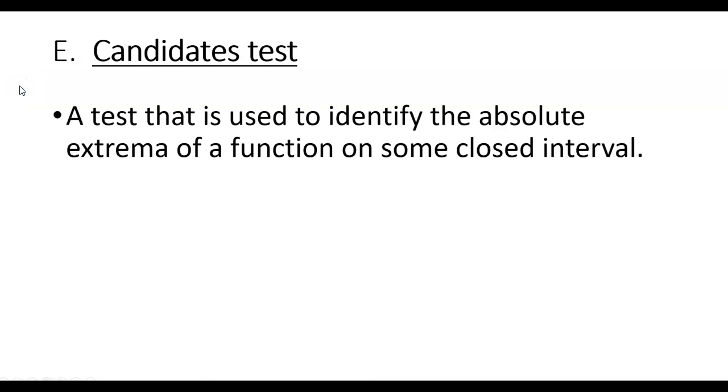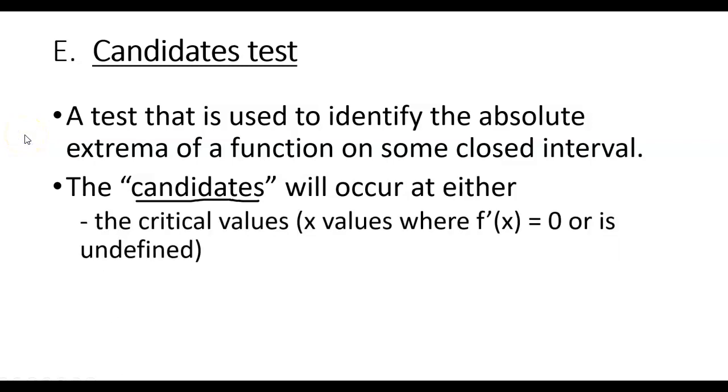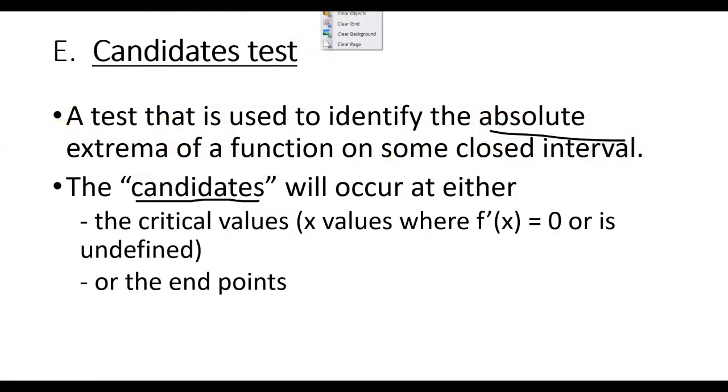Now, the candidates test is another way to find extrema, but this one helps you find the absolute extrema. The candidates, meaning the possibilities, the possible things that can be the absolute min or max. The candidates will occur at one of two places. They will either occur at the critical values, that's the place where f prime is 0 or undefined, or they'll occur at the endpoints, because remember, when you're doing absolute extrema, endpoints can be included. Okay, so that's the candidates test.